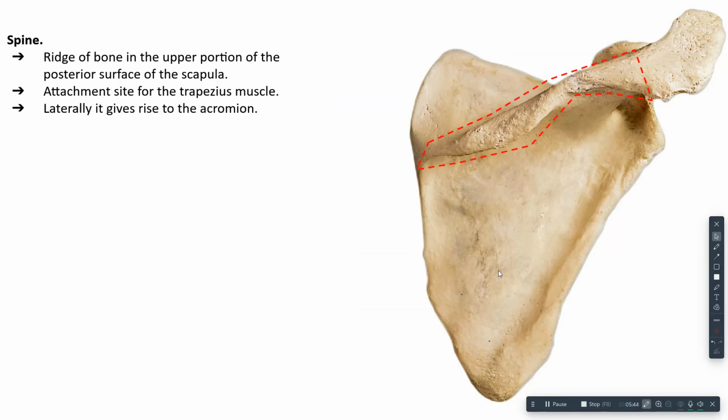Very visible in this posterior view is this big stretch of bone called the spine. If I pat myself on the back and say, good job, I can easily feel the spine of my scapula. A lot of muscles attach here, including a big muscle called the trapezius. Now the spine is eventually going to give rise to this piece over here that we mentioned already. This piece right here is the acromion. So the spine basically becomes the acromion.